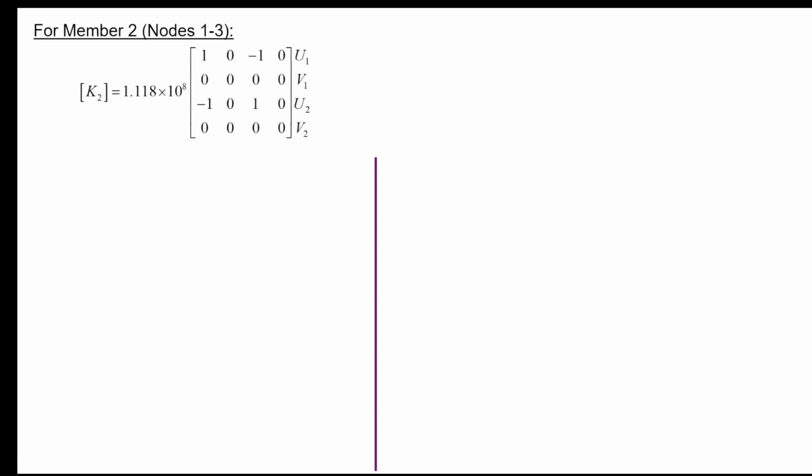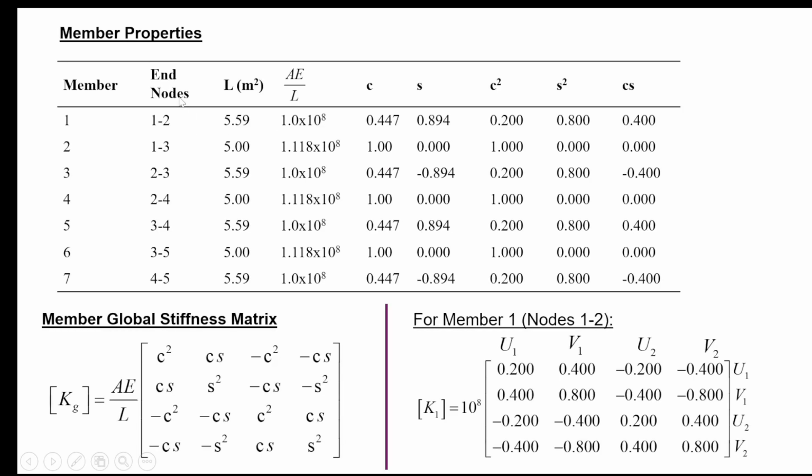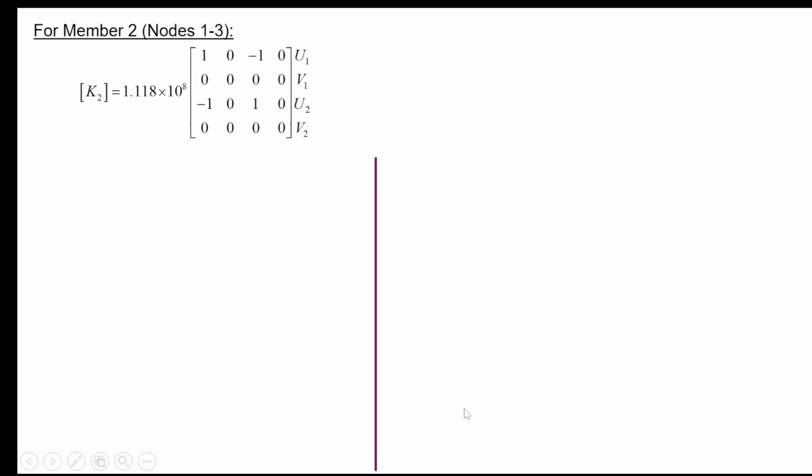We go ahead and do the same for member 2. For member 2, the end nodes are 1 and 3. So we go to the table, pick values and fill. Remember that for this member 2, EA over L was 1.118 times 10 raised to 8. Remember also that in member 1, everything is in terms of A over L, which is 10 raised to 8. So take note of that.